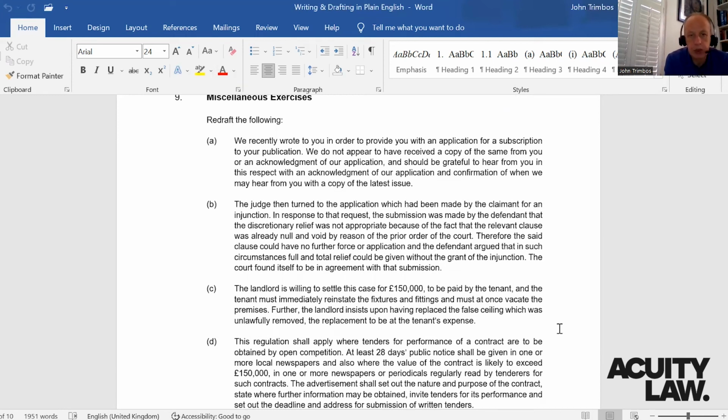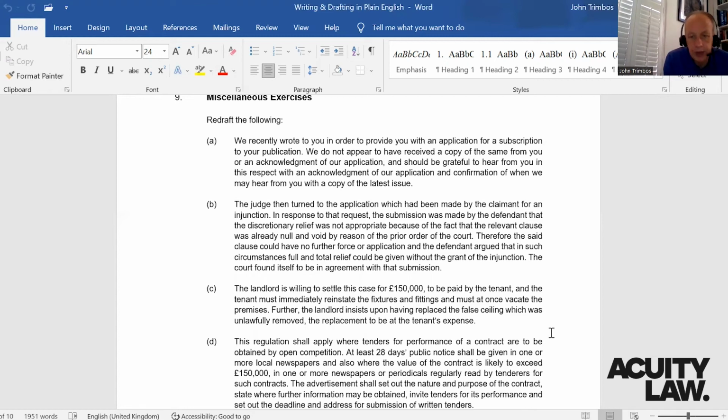B is twice as long as it should be. It is, I believe, 104 words long, and we can get it down to 50, mainly by cutting out the unnecessary repetition, which is prevalent throughout, and also by taking it into the active voice, because it is passive all the way through. C, I made up. It's basically an exercise in tabulation, so the landlord's willing to settle in return for 1, 2, 3, 4, A, B, C, D.